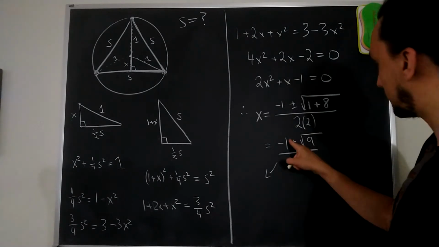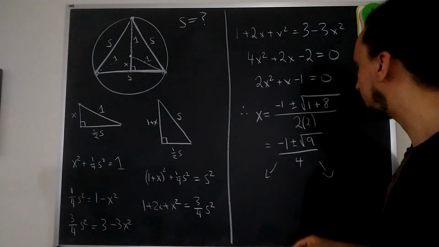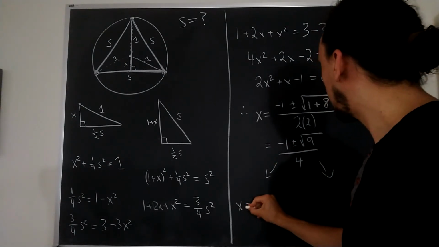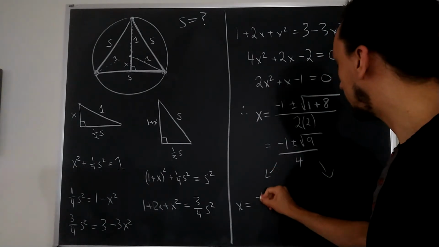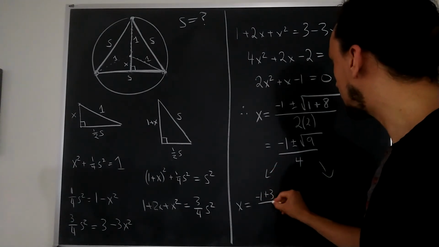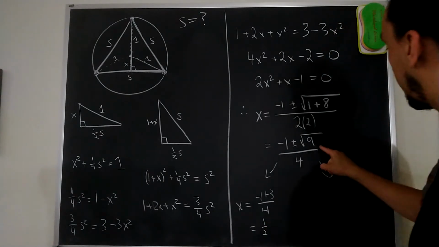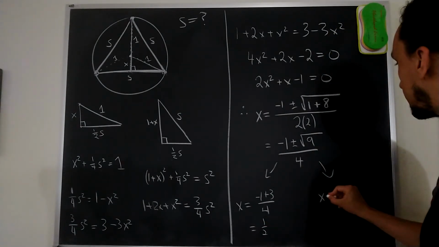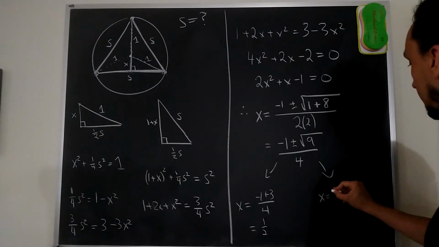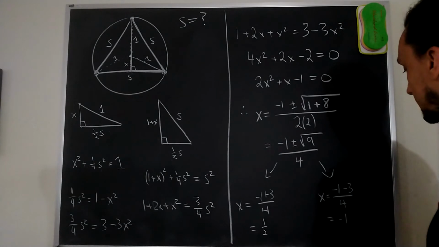which gives me two possibilities depending on the plus or the minus. On the one hand, I get x equals negative 1 plus 3 divided by 4, which is half. And on the other hand, I get x equals negative 1 minus 3 divided by 4, which is negative 1.